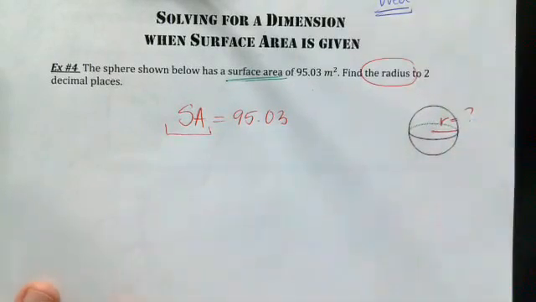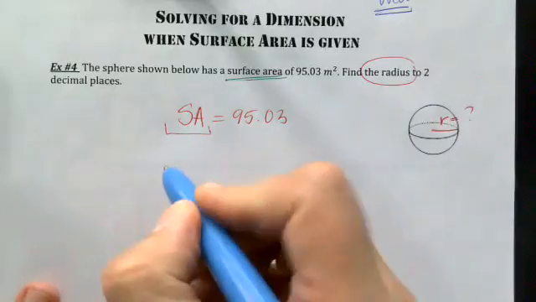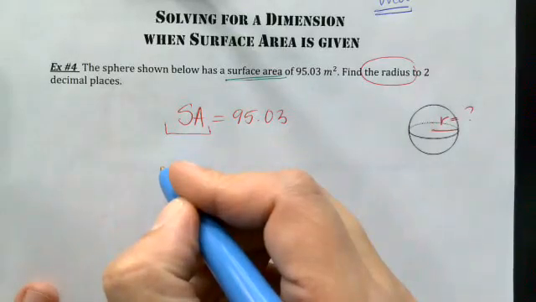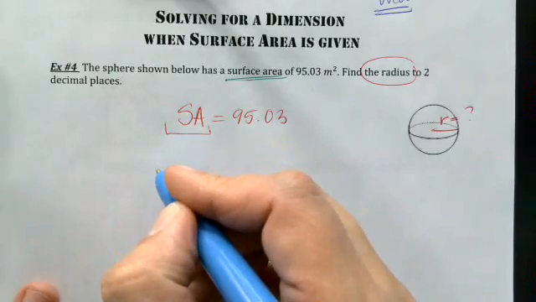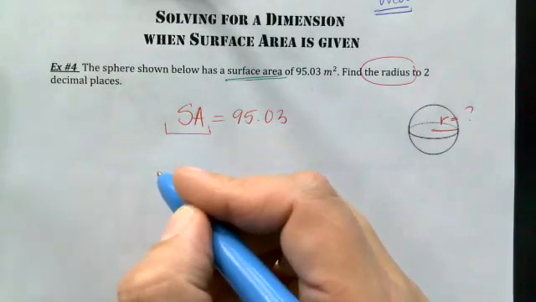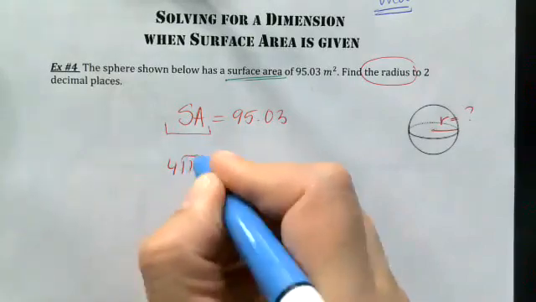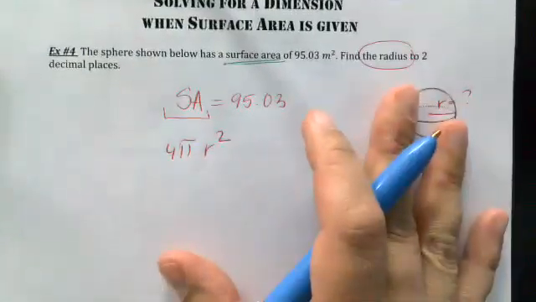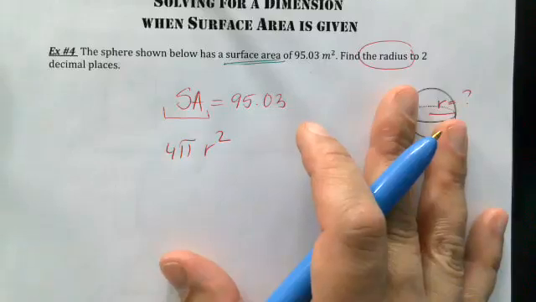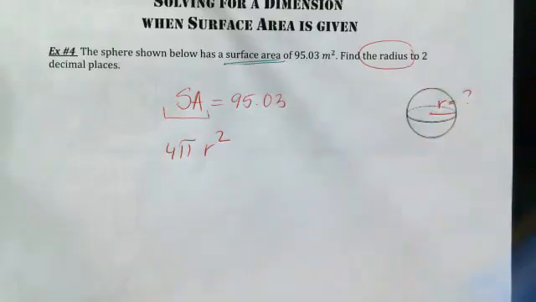R equals what? Now, what is the formula of the sphere? Check your formula sheet and find the surface area of the sphere. That's right. So 4 pi r squared is how we calculate the surface area of the sphere.